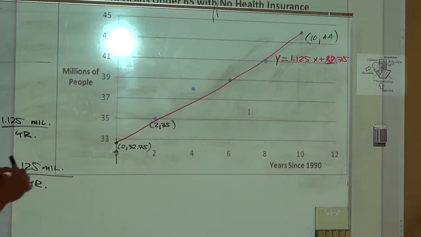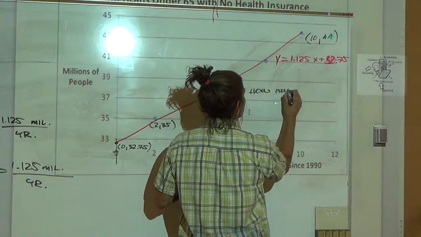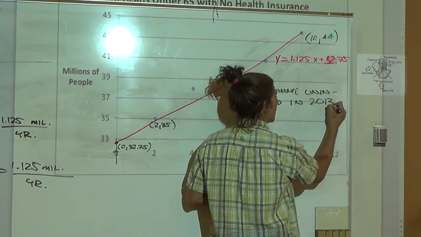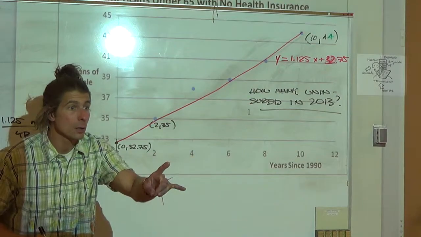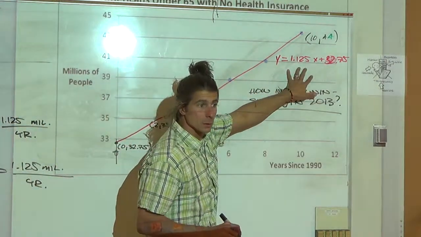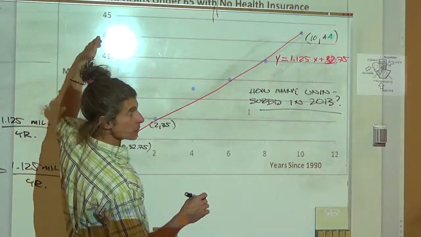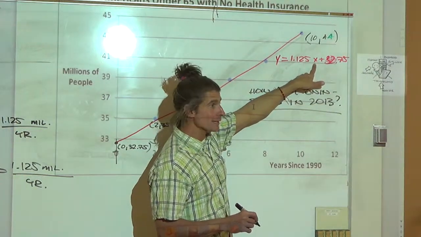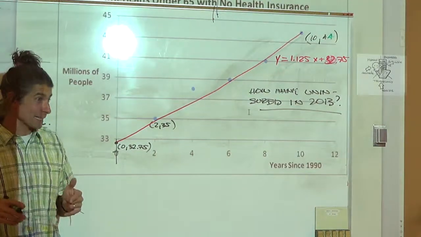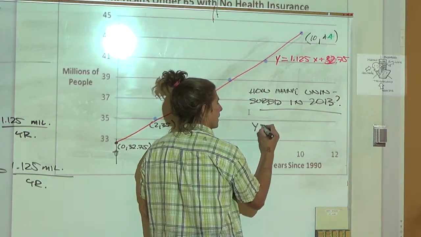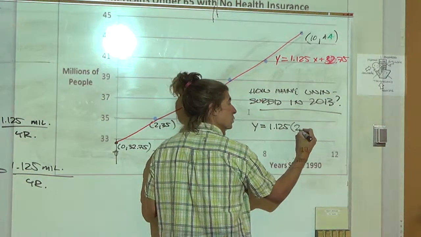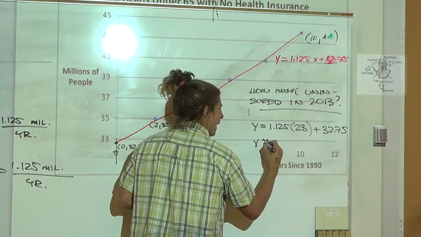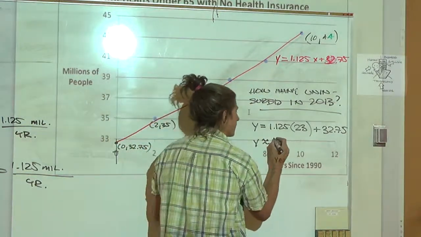Let's estimate how many uninsured in 2013. All we've got to do is figure out what has to go where. Here's our formula. Y is number of uninsured in millions. X is number of years past 1990. We know that X is 23 because it's 2013. So all we do is y equals 1.125 times 23 plus 32.75. What do we end up with?